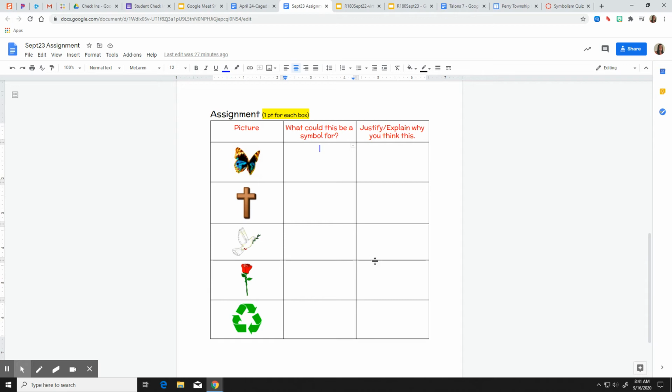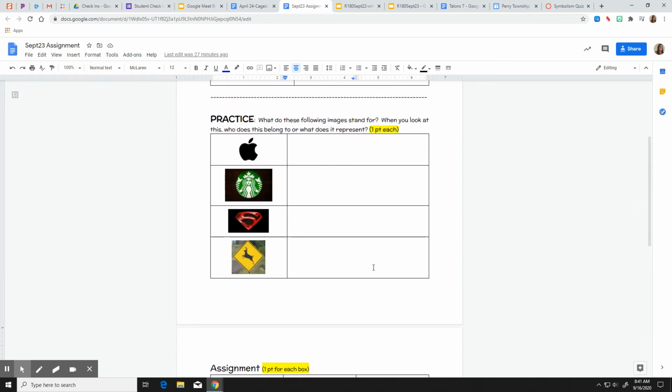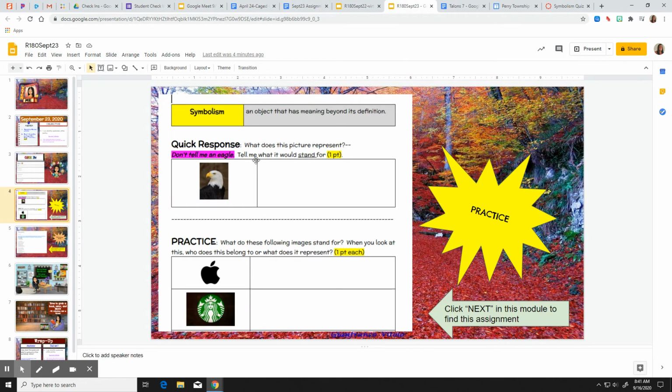Okay, so this is a very simple practice. Don't think too hard about it. I think it's meant to be easy, but I want you to fill it out and think about symbolism as you do it. Okay, we go back to the slideshow here. So after you get done with this, then you're going to click next in the module again.